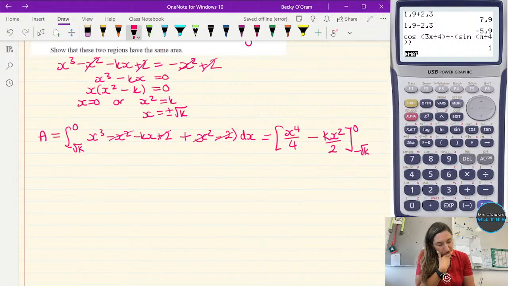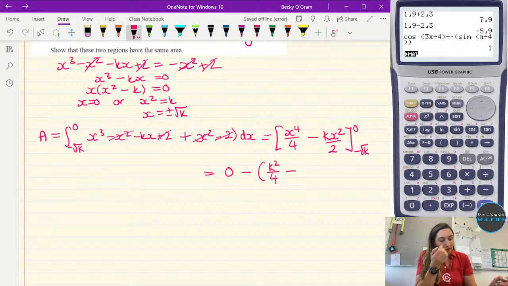Okay, so substituting those in, we will have 0 when we put the 0 in. Take away, okay, negative root k to the power of 4: root k times root k is just k, and the negatives cancel out. So then we've got root k times root k times root k times root k, so we've got k squared over 4.